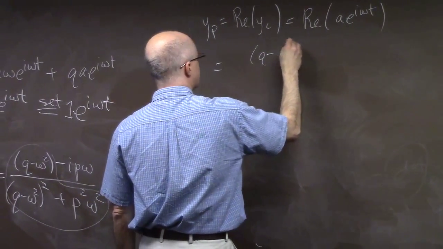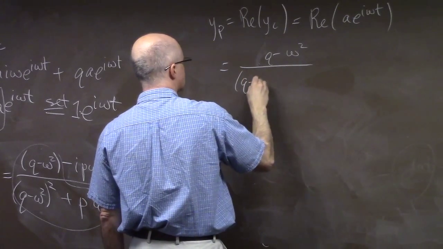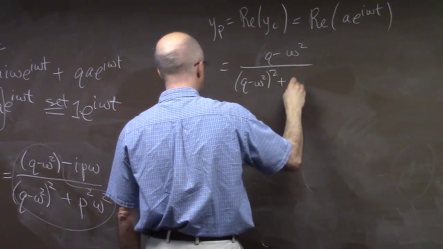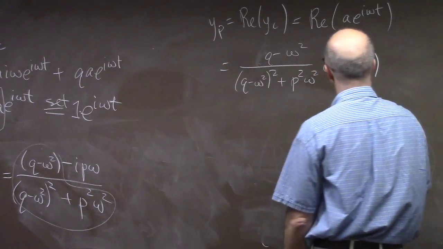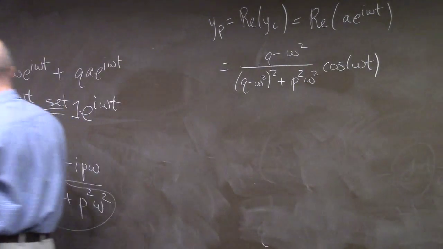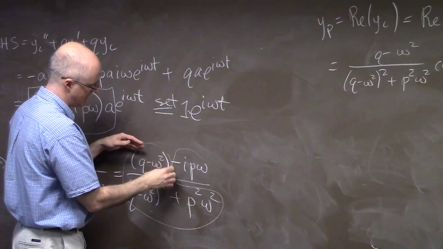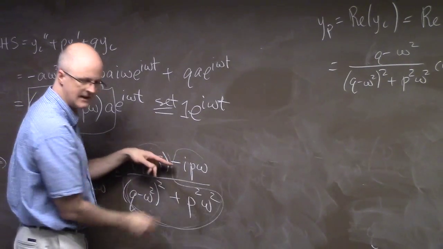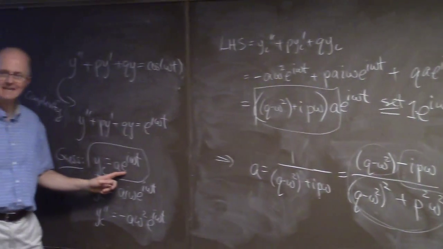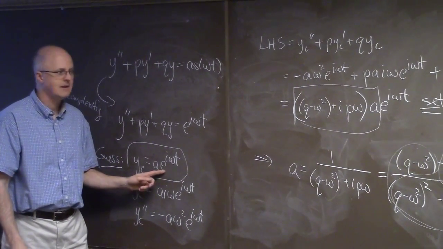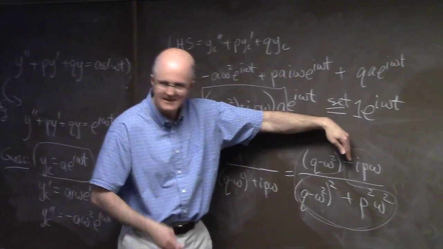Q minus omega squared, I'm going to use parentheses here, over q minus omega squared, squared plus p squared omega squared, times cos omega t. But there's going to be another term, a sine term, that's going to come from taking the imaginary part times i, it includes a negative sign there, times i sine omega t. The i squared gives you a -1, but the negative sign here makes it a +1.